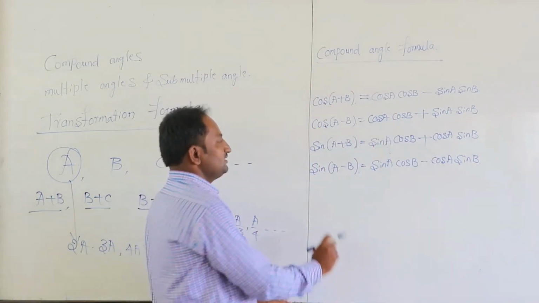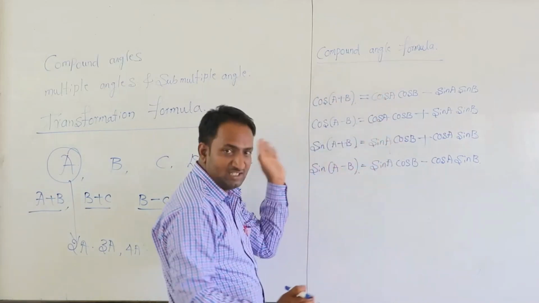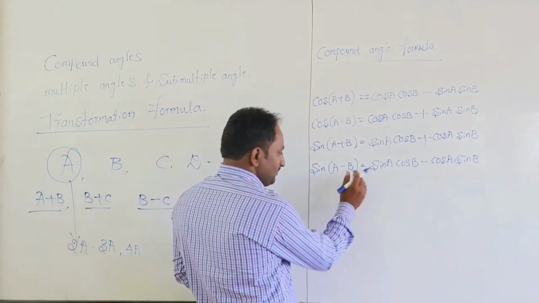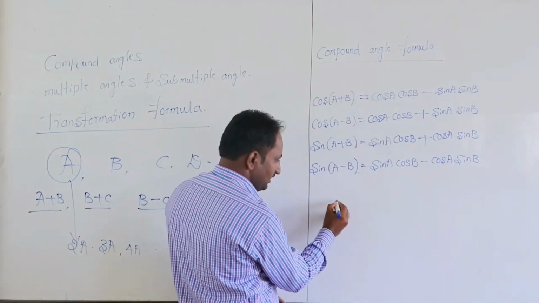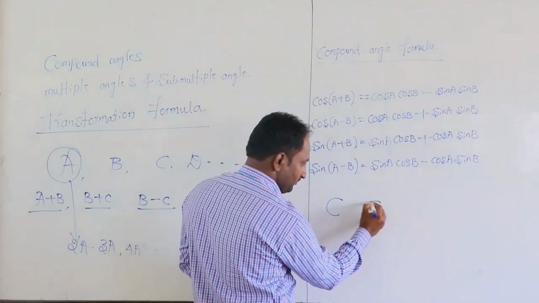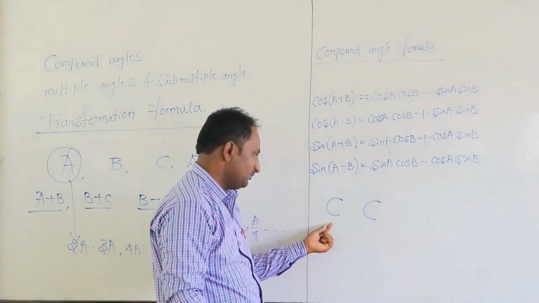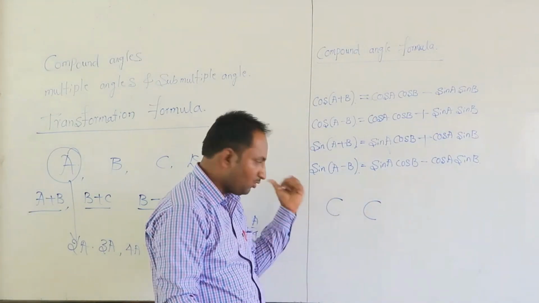Here, the general question is how to remember these. One story is created from these formulas. Here, civil code: we can take C from civil, C from code.